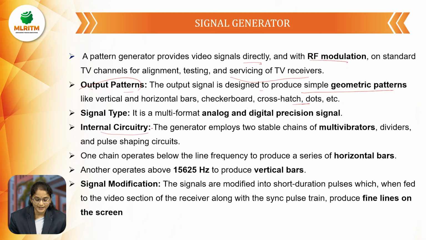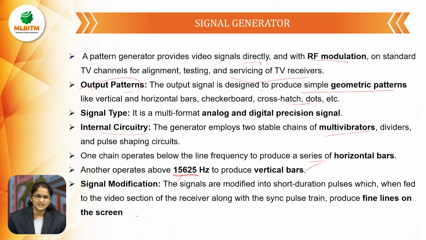And what is the internal circuitry in the generator? It employs two stable chains of the multivibrator and dividers and pulse shaping circuit, and one chain operates below the line frequency. Then it will produce the series of horizontal bars. If another chain operates above the 15,625 Hz, then we are going to produce the vertical bars.